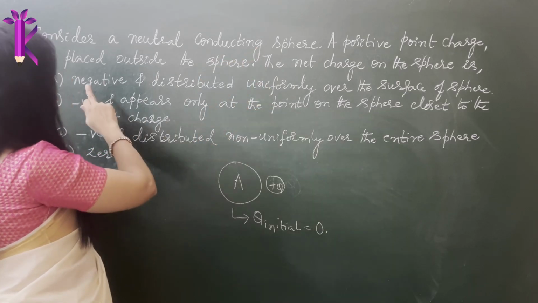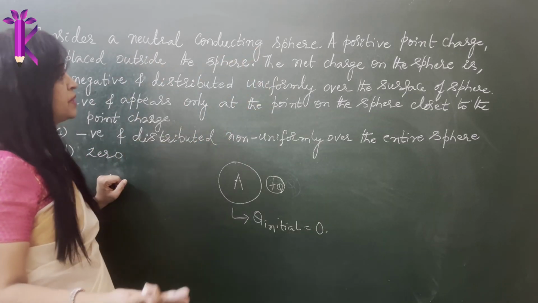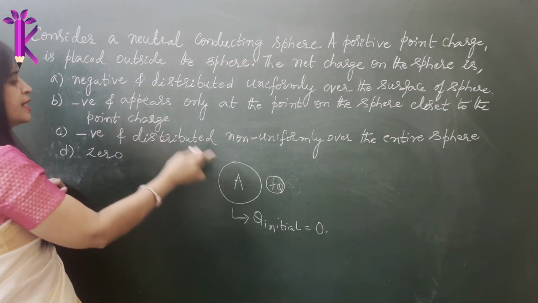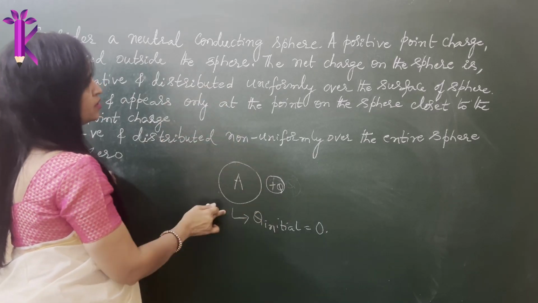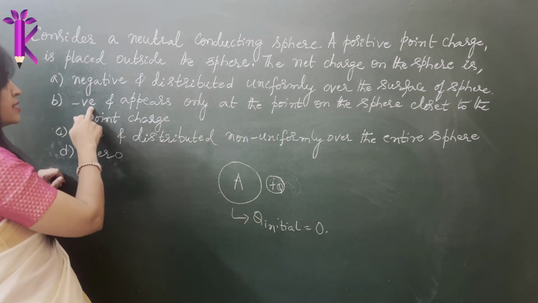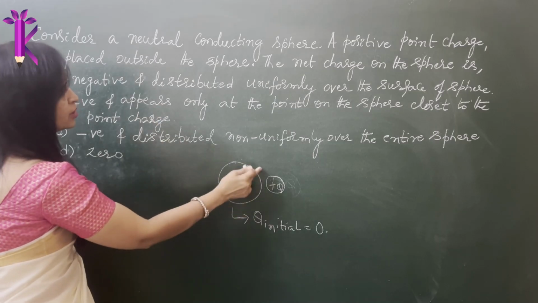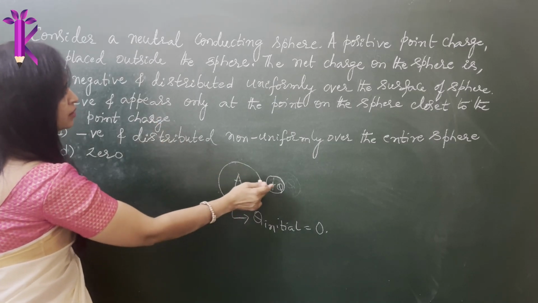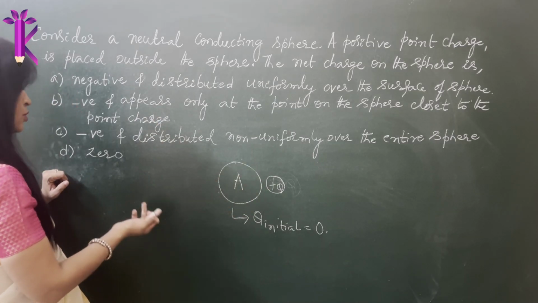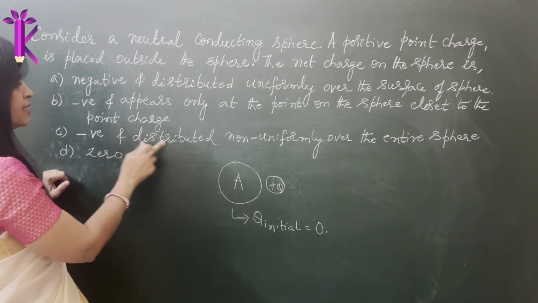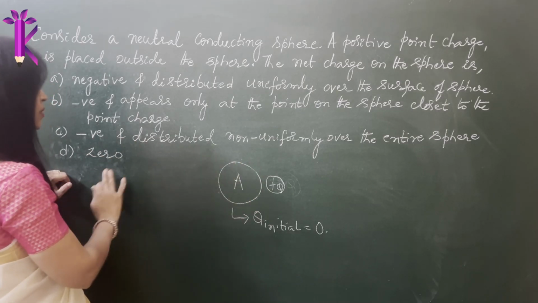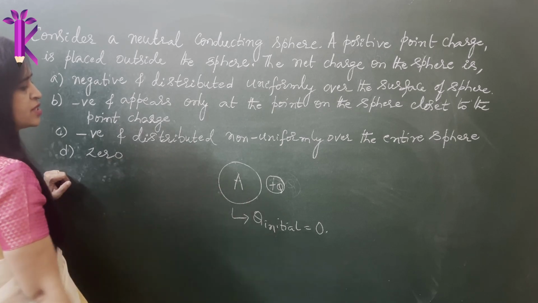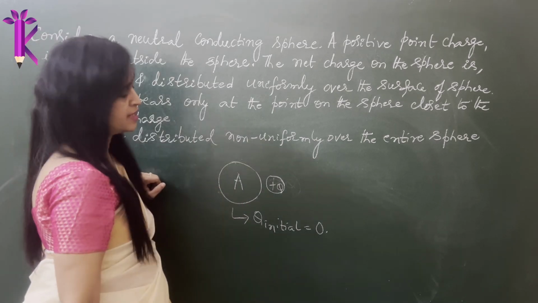The net charge on the sphere will now be, what will happen to the net charge? They are saying the net charge on this will be negative and it is distributed all over the sphere. Then it says negative but only appears on the end closest to the positive charge. It also says negative and distributed non-uniformly over the surface of the entire sphere, or the charge on sphere A still remains 0.